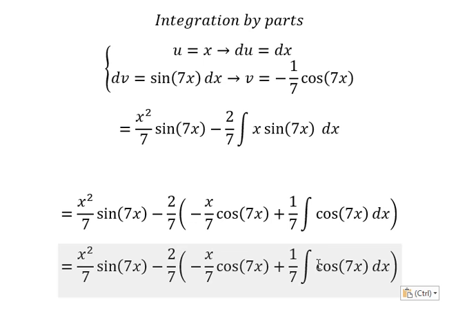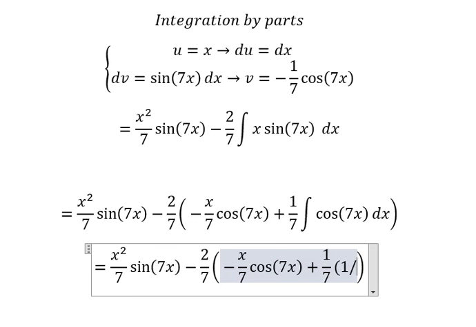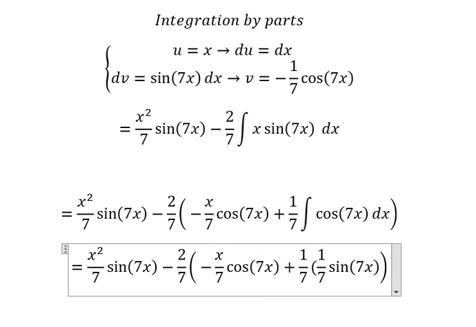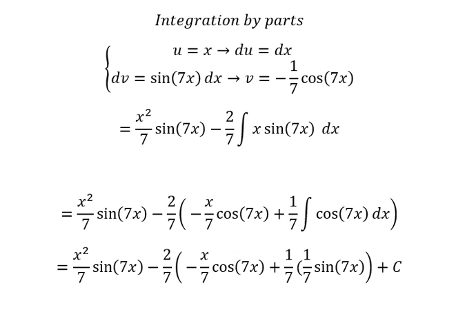The integration of this one gives 1 over 7 sine 7s, and then we put c in here. This is the end. Thank you for watching.